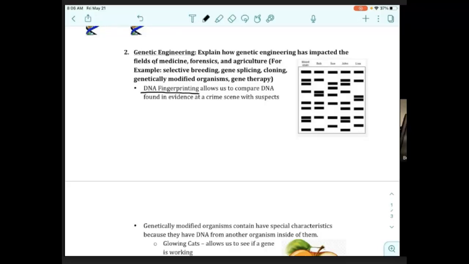You guys remember we did that little activity with DNA fingerprinting? This allows us to compare the DNA found in evidence at a crime scene with suspects. And so if there's any biological evidence like blood or skin or hair or saliva, we can compare the DNA in that biological evidence to the DNA of a suspect. Do you guys remember this? These are called DNA fingerprints. They're kind of like barcodes for people. So DNA fingerprints, think of them as like barcodes.